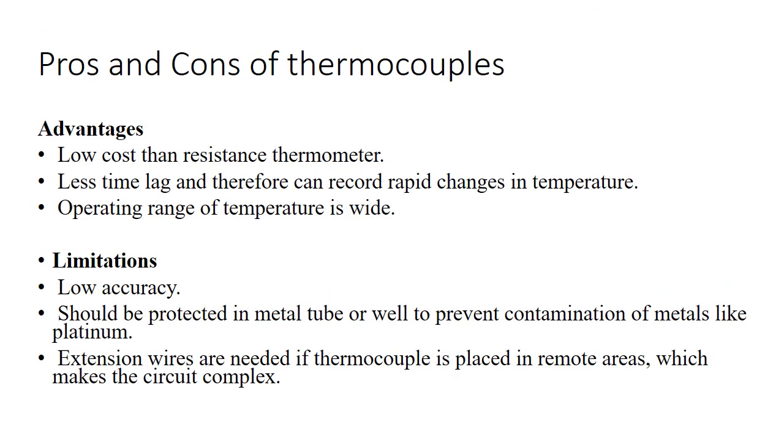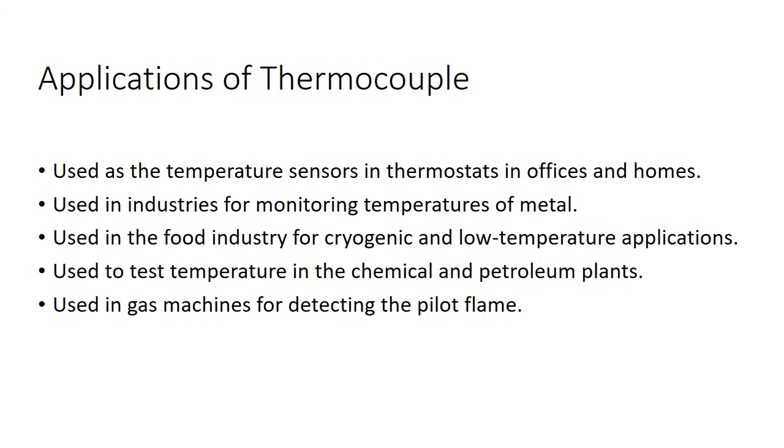Next we look at the advantages and disadvantages of thermocouples. The main advantage of a thermocouple is that it is much cheaper than the resistance thermometer, and its temperature range is very wide. The main disadvantage is that it has low accuracy compared to other temperature measuring devices, and sometimes we need extension wires when using thermocouples in remote areas, which makes the circuit very complex. So these are some of the applications of thermocouple. That's all about the topic thermocouple.